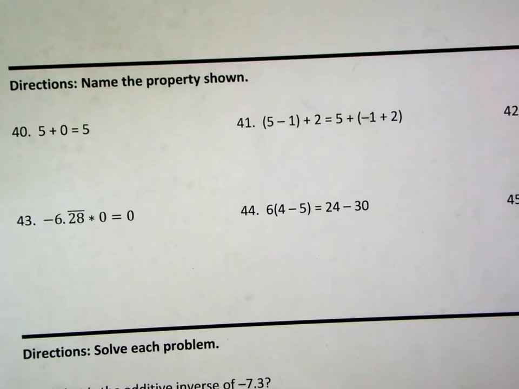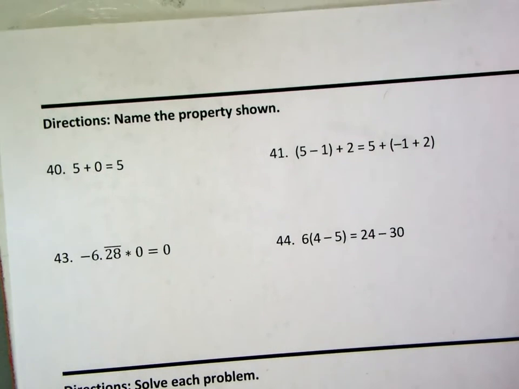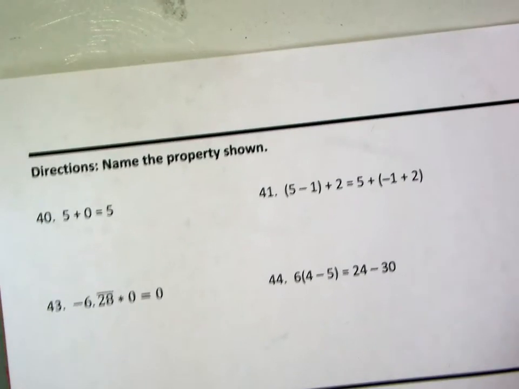If you've made it this far, hang in there because we are almost done. Most of this last page is pretty much just identifying properties or being able to use some definitions that we've used throughout the class in this first unit. So looking at numbers 40 through 45, it says to name the property shown.